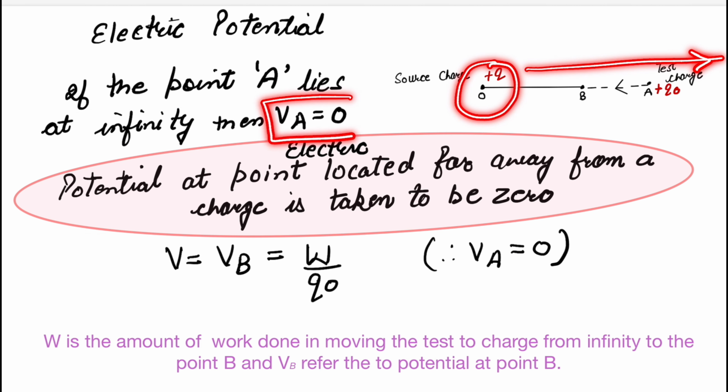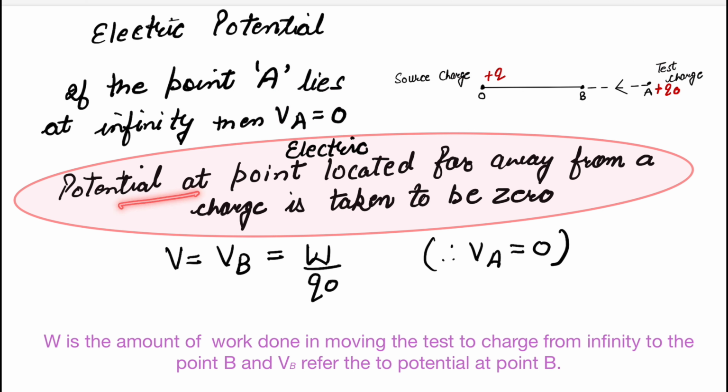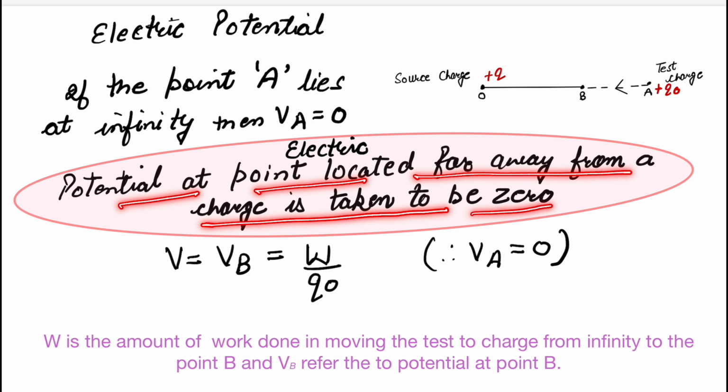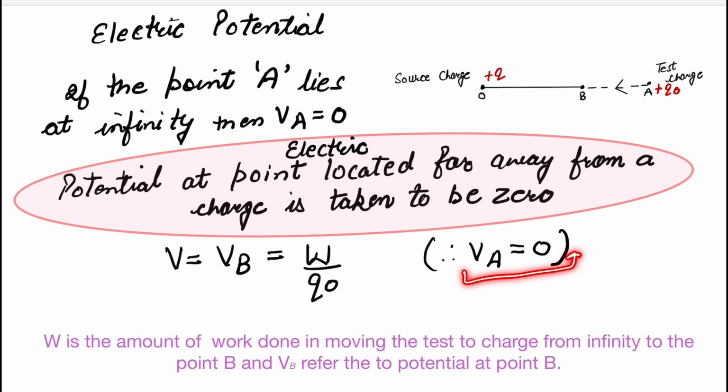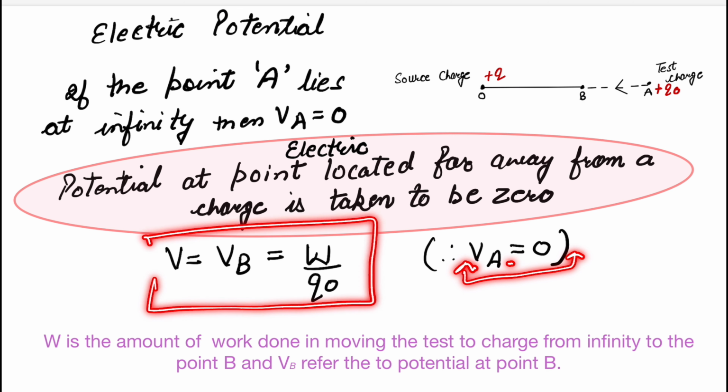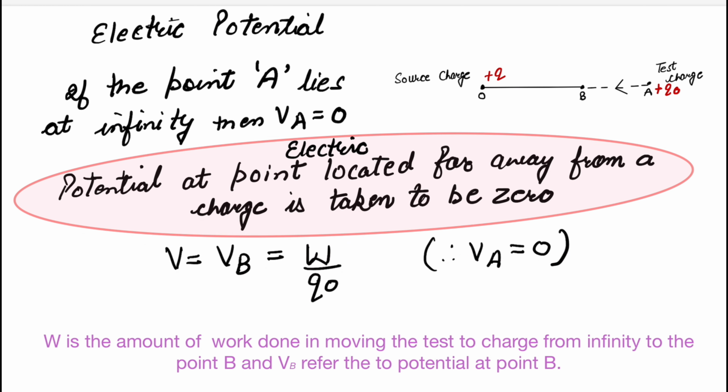So VA will be equal to 0. Potential at point A is equal to 0. So electric potential at a point located far away from the source charge is taken as 0. With VA equal to 0, your equation will take this form, because initially you had V equal to VB minus VA equal to WAB by Q naught. Now WAB is just written as W, and this VA is substituted equal to 0, right?